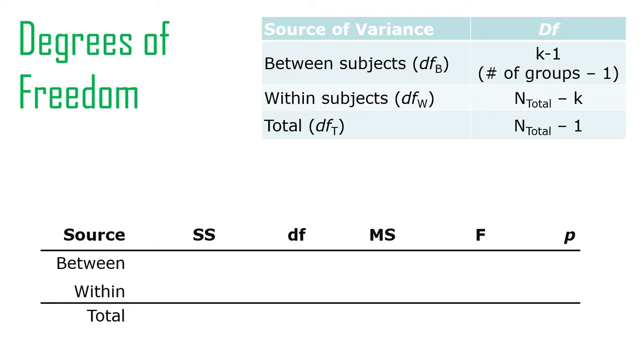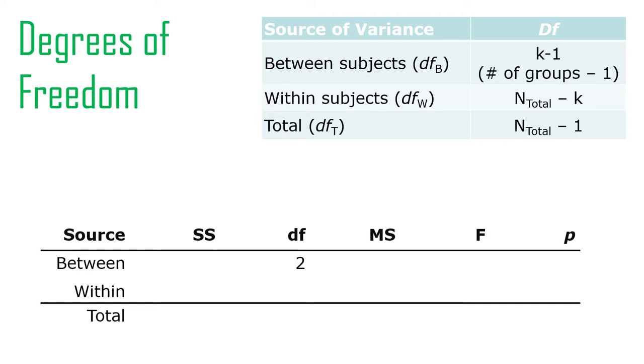The degrees of freedom are critical for determining an F critical value, which we will do if we are calculating by hand, which we'll do this time through. But they're also important for calculating your mean square based on the sum. Well, you start with the sum of squares and divide by degrees of freedom, and then you end up with a mean square. So it's an important thing to get started with.